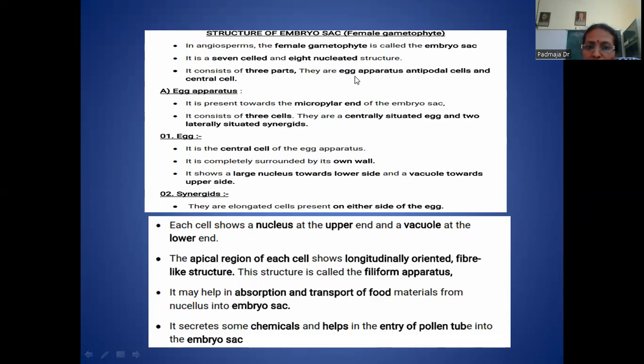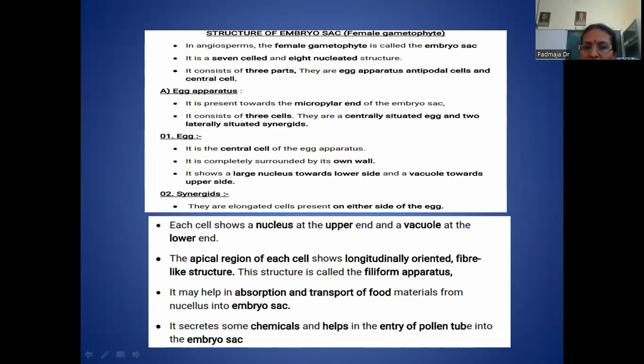It consists of 3 parts. They are the upper micropylar end consisting of 3 cells as the egg apparatus, the chalazal end with 3 antipodals, and the center, which is called the central cell. The egg apparatus is present towards the micropylar end of the embryo sac, and it consists of 3 cells. 1 is the egg and 2 are synergids. On either side of the egg, synergids are present.